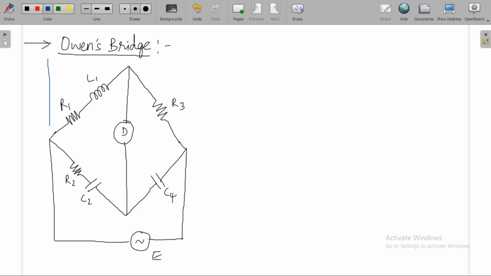Let E1 be the voltage across this branch. E3 is the voltage across this branch. E2 is the voltage across this branch. Let E4 be the voltage across this branch. Let I1 be the current flowing through this, I3 is the current flowing through this, I2 is the current flowing through this, I4 is the current flowing through this branch.